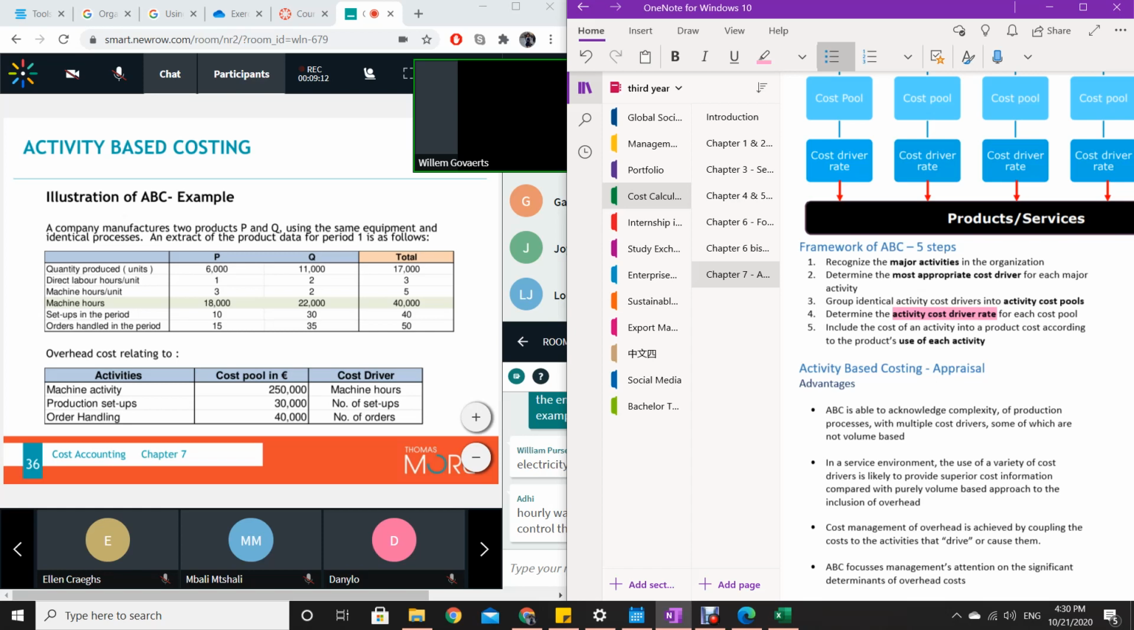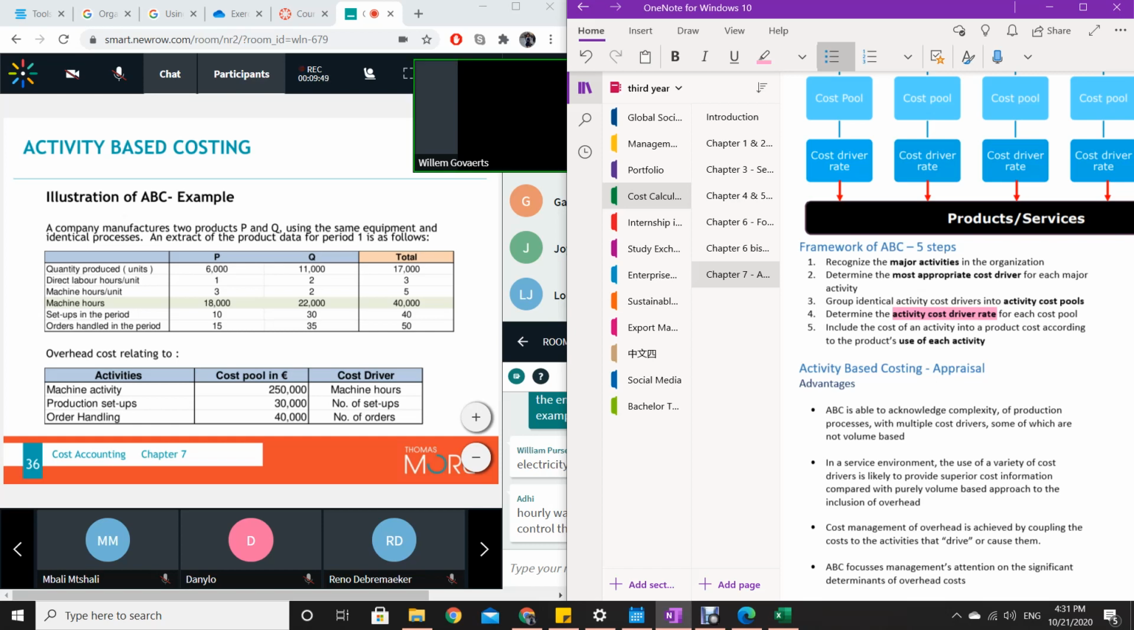You are in a manufacturing line and you have car P and car Q, and they go as follows. From car P, you produce 6,000 units. From Q, 11,000. The direct labor hours: on this first product, you need to work 1 hour per unit. On the other one, it's more complex, 2 hours per unit. But it takes 3 machine hours, robots, whatever, and the second product needs 2 machine hours per unit.